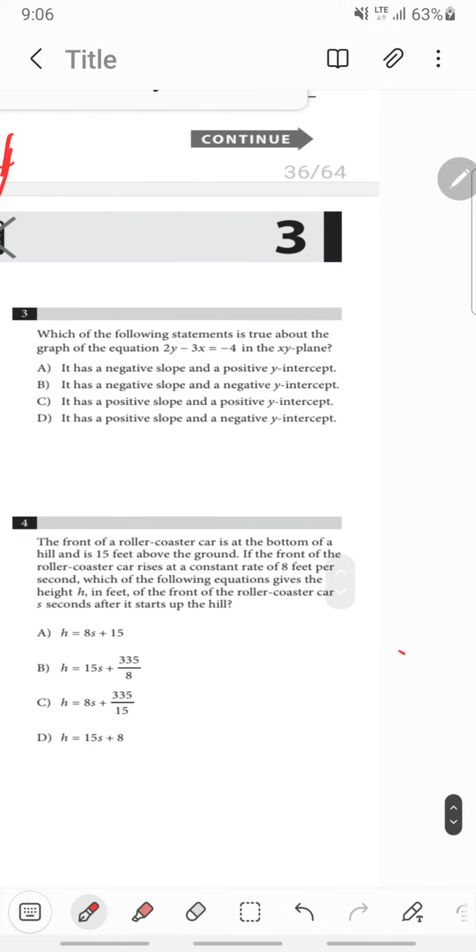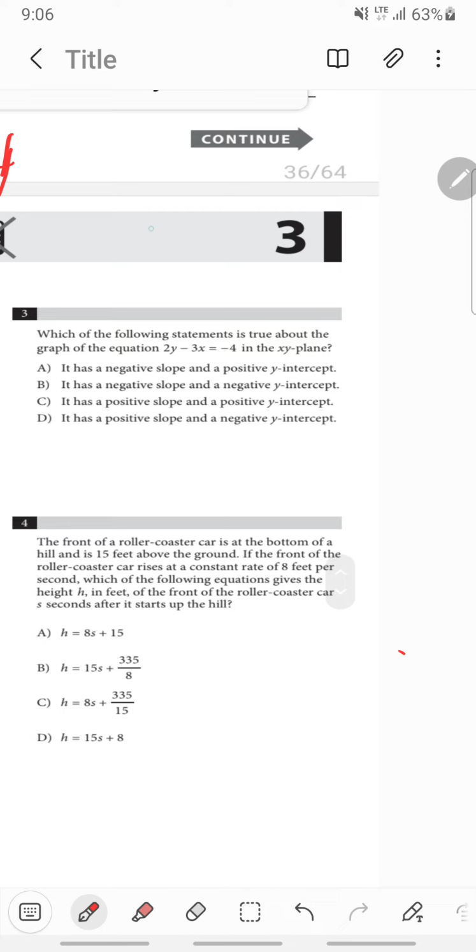So let's move on to question 3. Question 3 says, which of the following statements is true about the graph of the equation 2y minus 3x is equal to minus 4? It has a negative slope and a positive intercept. It has a negative slope and a negative intercept. If you look at this very well, there is a concept on how to solve this.